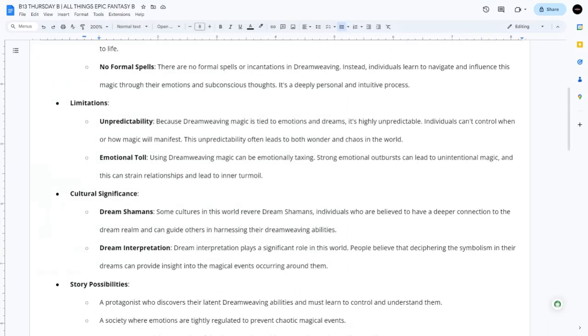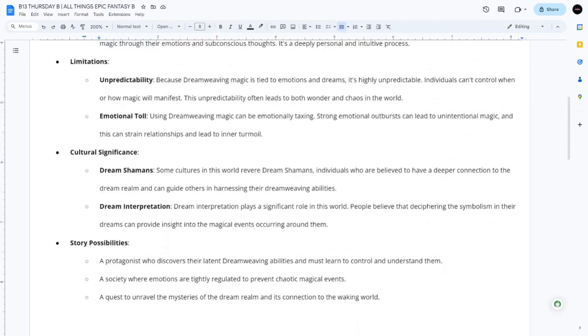So now let's talk about limitations. We said we're going to set 2 limitations to the dreamweaving. Because dreamweaving magic is tied to emotions and dreams, it's highly unpredictable. Individuals can't control when or how magic will manifest. This unpredictability often leads to both wonder and chaos in the world. Emotional toll. Using dreamweaving magic can be emotionally taxing. Strong emotional outbursts can lead to unintentional magic, and this can strain relationships and lead to inner turmoil.